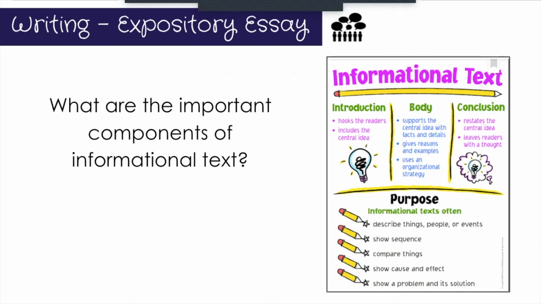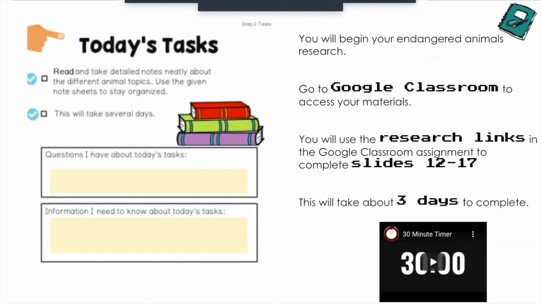Let's go ahead and continue and look at our research project for this week. Today's task, you will begin your endangered animals research. First, go to Google Classroom to access your materials. You will use the research links in the Google Classroom assignment to begin to work on slides 12 through 17. This will take about 3 days to complete, so don't feel like you have to rush through.